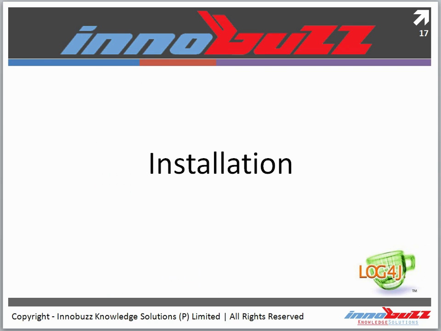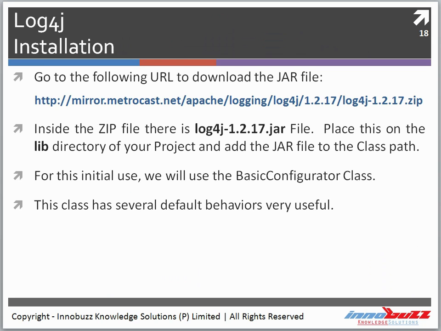Installation. The first step is to download the zip file from the URL proposed. Extract the jar file inside the zip file and copy the file into your lib folder. Also, add the jar file to the class path of your project.